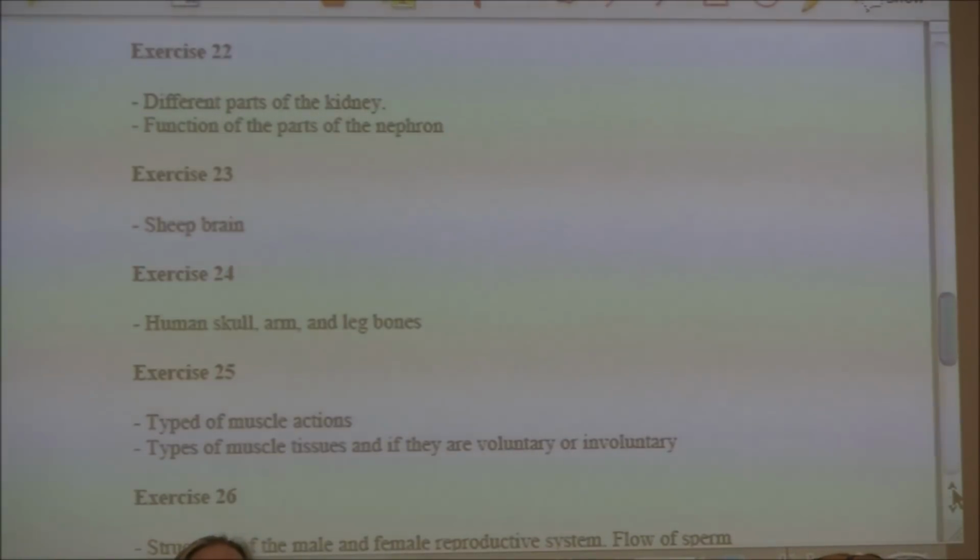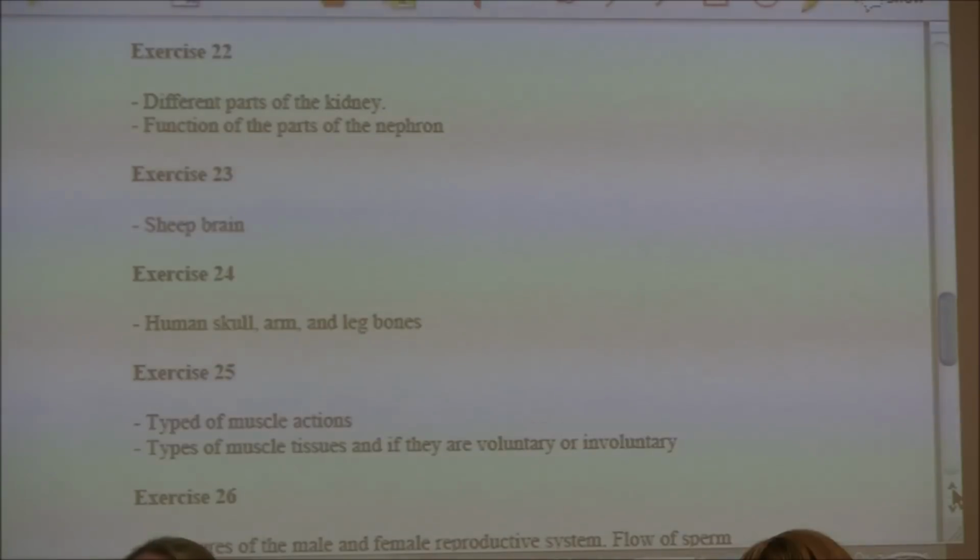Okay? Functions of the parts of the nephron. This is figure 22-3. Okay, that just gives you the picture that you will see. You need to go through the picture and give the function of those parts.